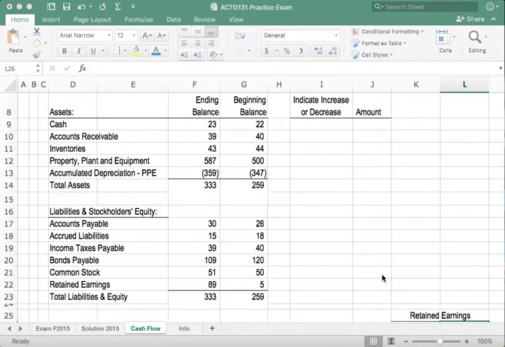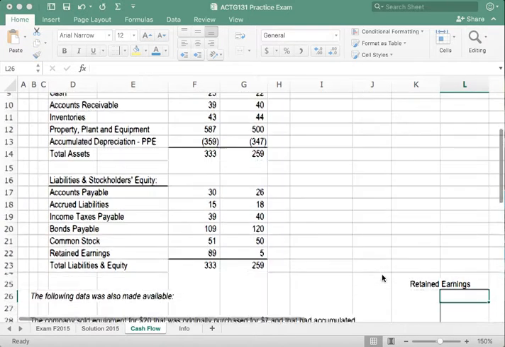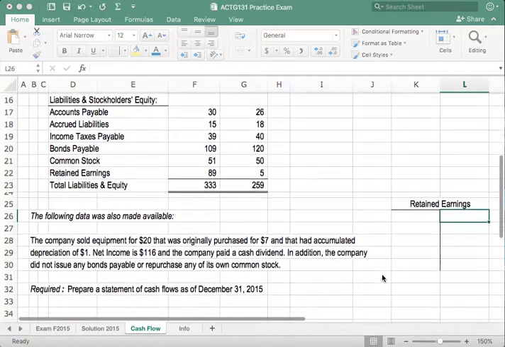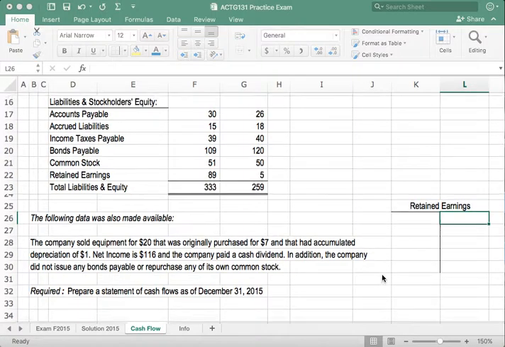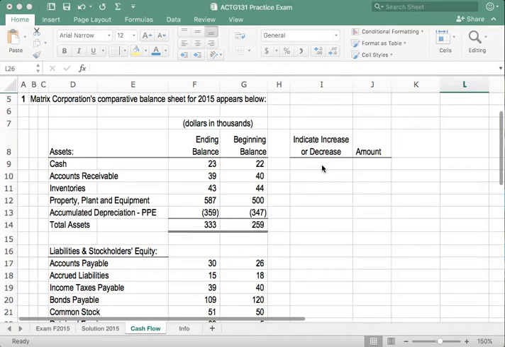So this is what you'll be given on your exam. It will be a balance sheet, and you will have additional information listed. So where do you start? This is how I start, and I hope it'll help you.